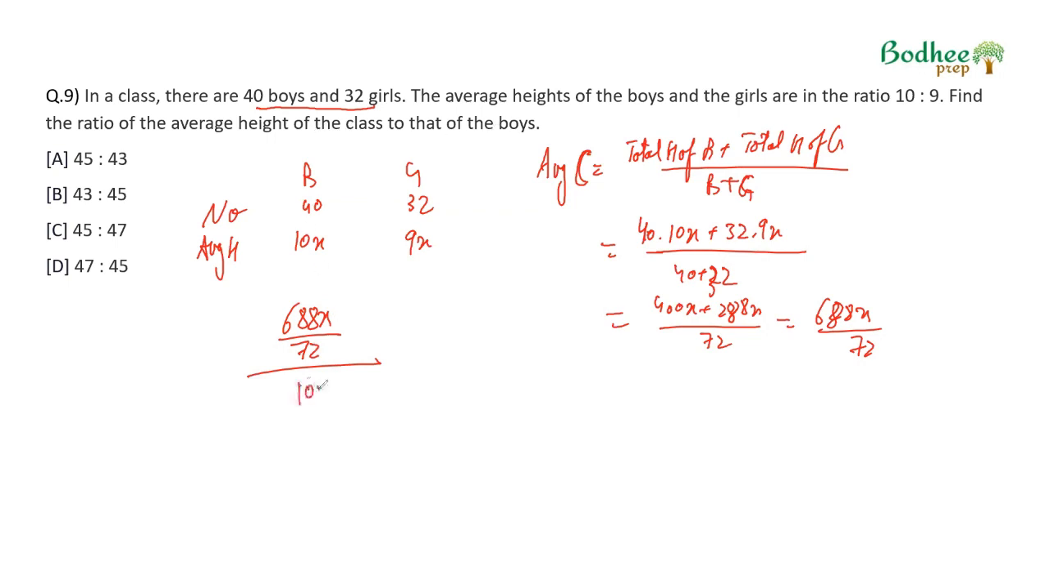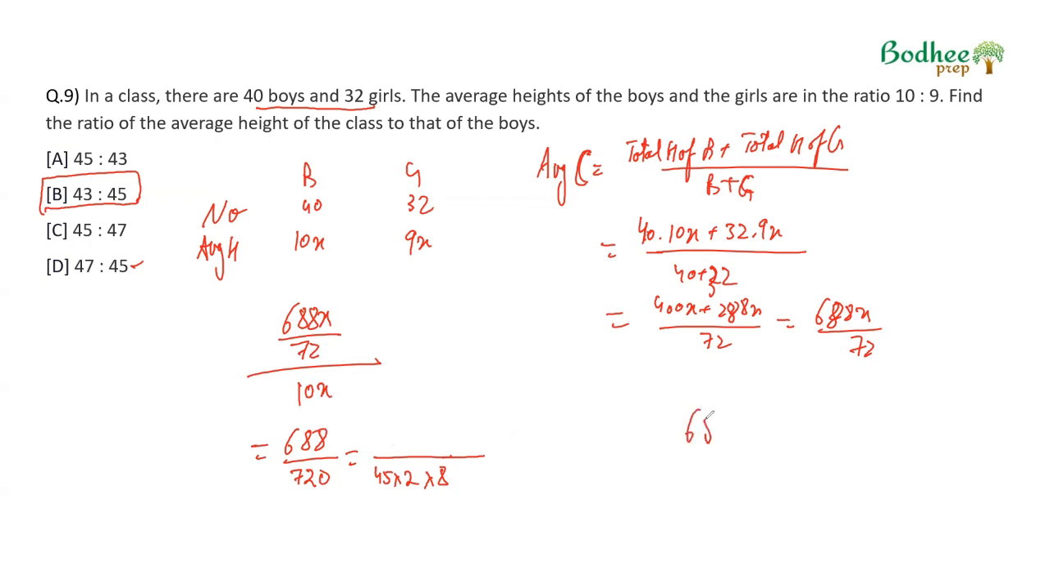Boys average was 10x. And therefore the required average becomes 688 upon 72 into 10, which is 720. So we have to divide from the option. 720 can be a multiple of 45. Also numerator is less than denominator. So the answer should be option B. But in any case, if we divide by 45, 45 into 2 is 90 into 8.